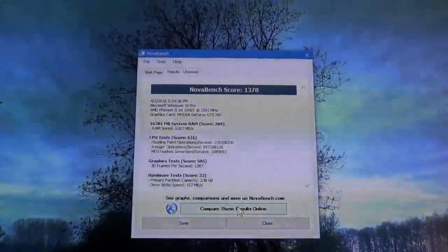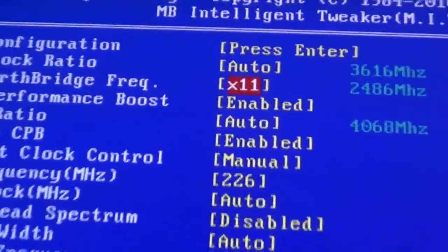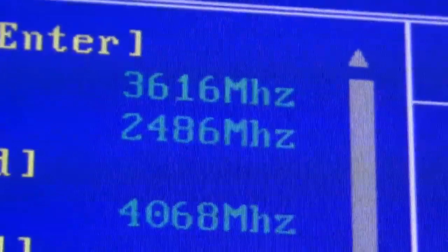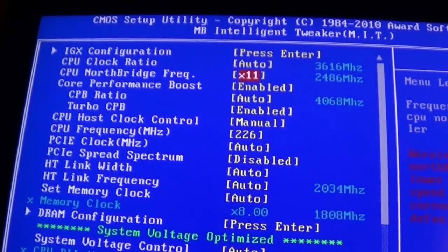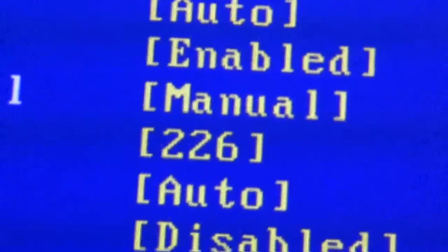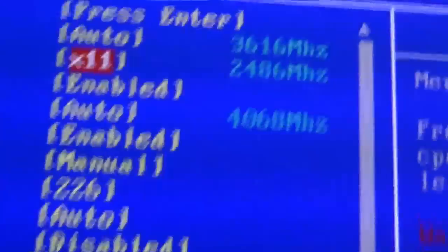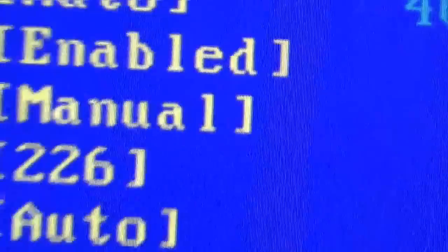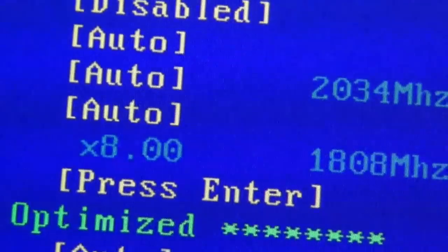Now we'll bump the Northbridge and see if this budges anywhere. Okay, Northbridge multiplier at 11, putting it at 2486 megahertz. It's just funny, seeing an overclock situation like this where I only turn up one number. This is 226 instead of 200. So that means the processor's normal speed is 3.6-ish, goes up to 4-ish, just like before, except through a different method, not involving the multiplier.